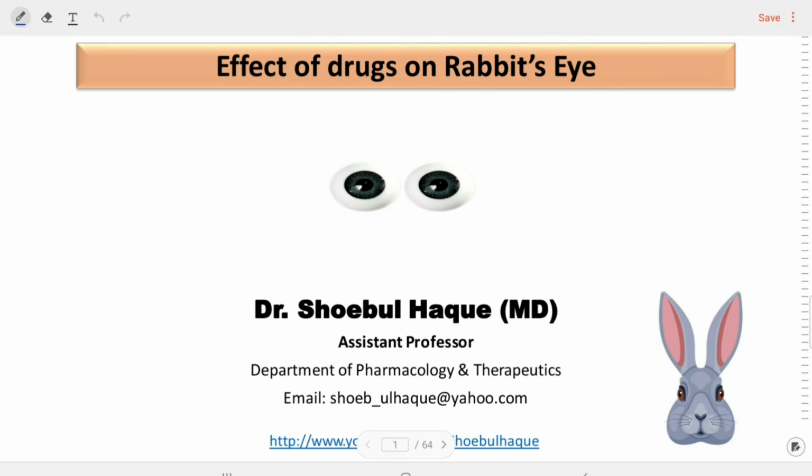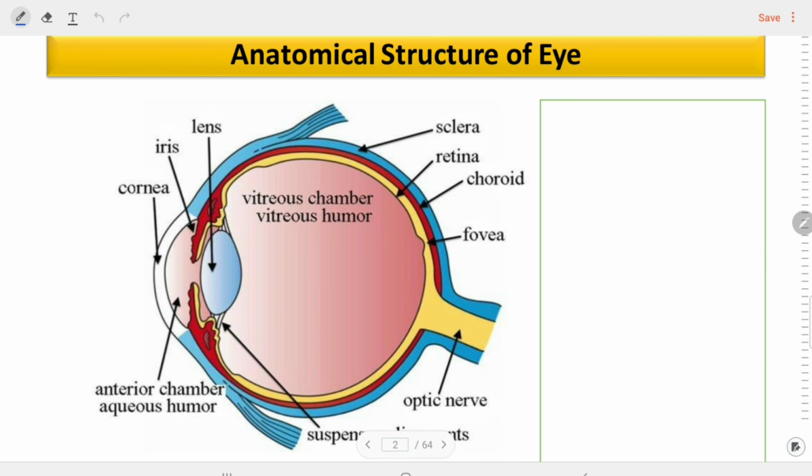Today we are going to discuss a very important topic in pharmacology, that is the rabbit eye experiment. Here we will see the effect of various drugs in the rabbit eye. So let's start the experiment, or let's start the lecture.